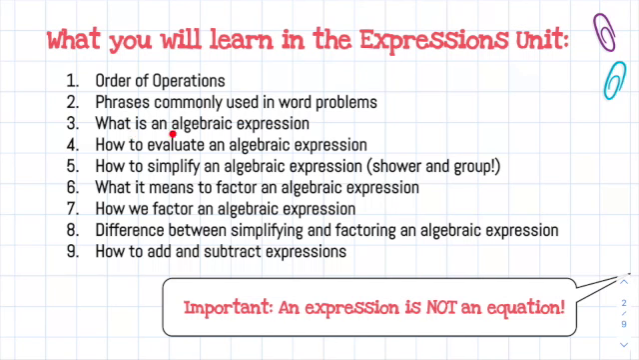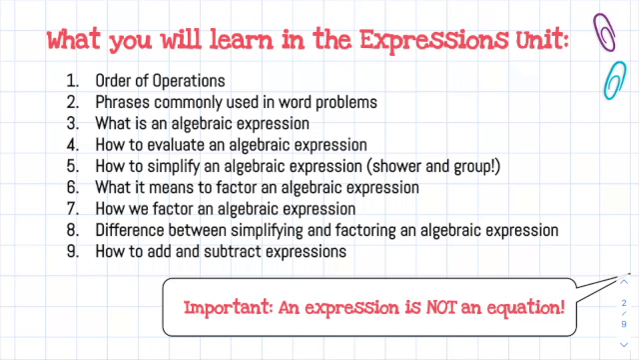Then we're going to talk about what is an algebraic expression, how to evaluate an algebraic expression, how to simplify an algebraic expression, and we're going to use the shower and group method, what it means to factor an algebraic expression, how we factor an algebraic expression, the difference between simplifying and factoring an algebraic expression, and how to add and subtract expressions, okay? Please note that this unit is called expressions and not equations, okay?